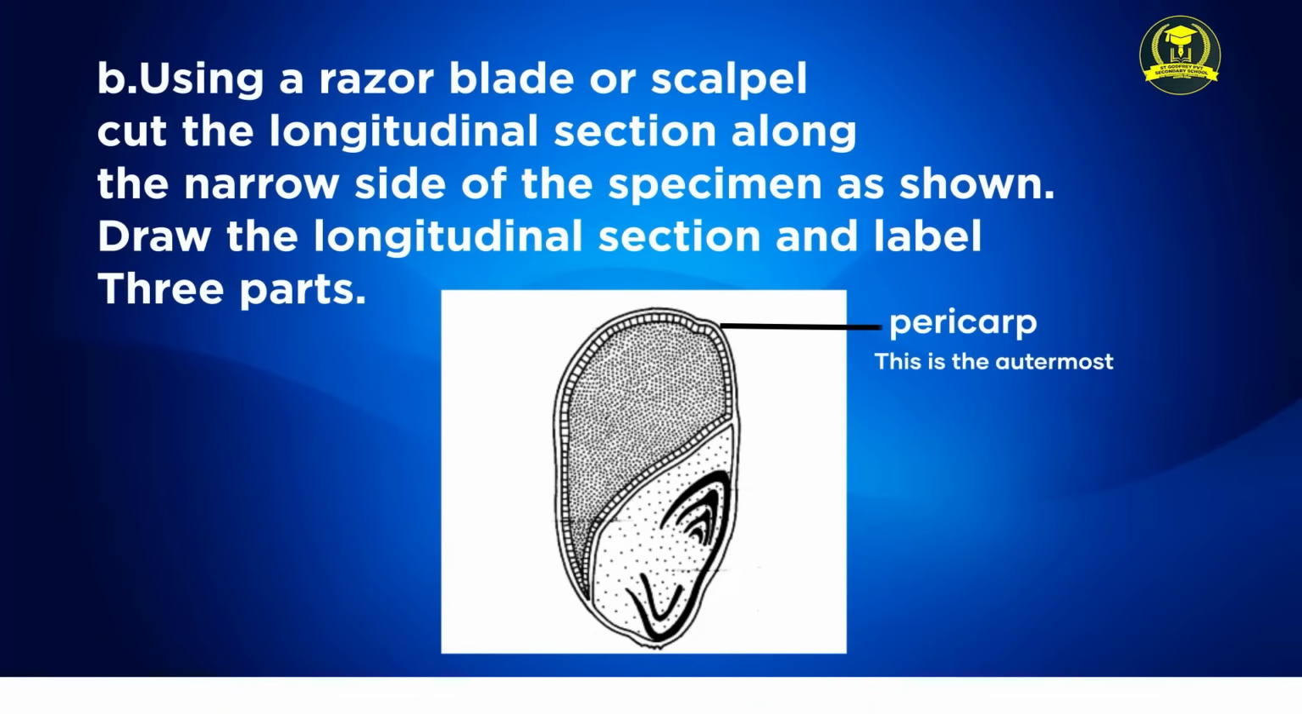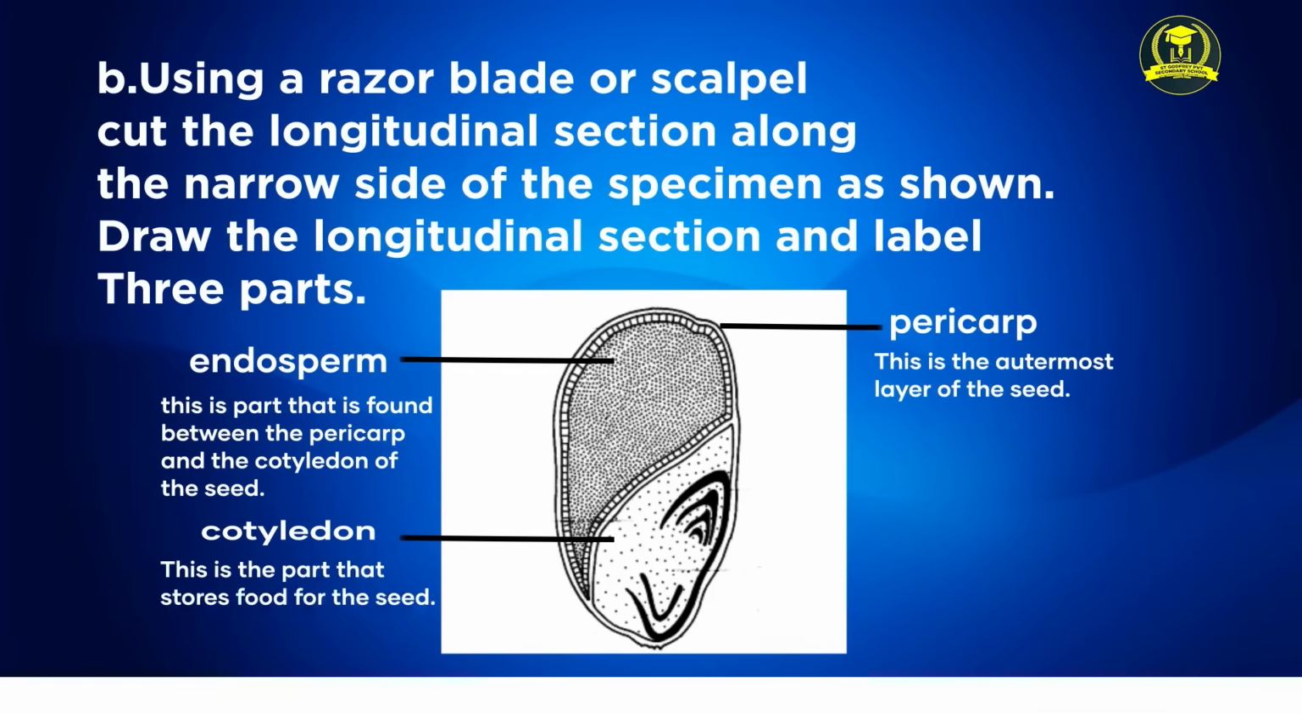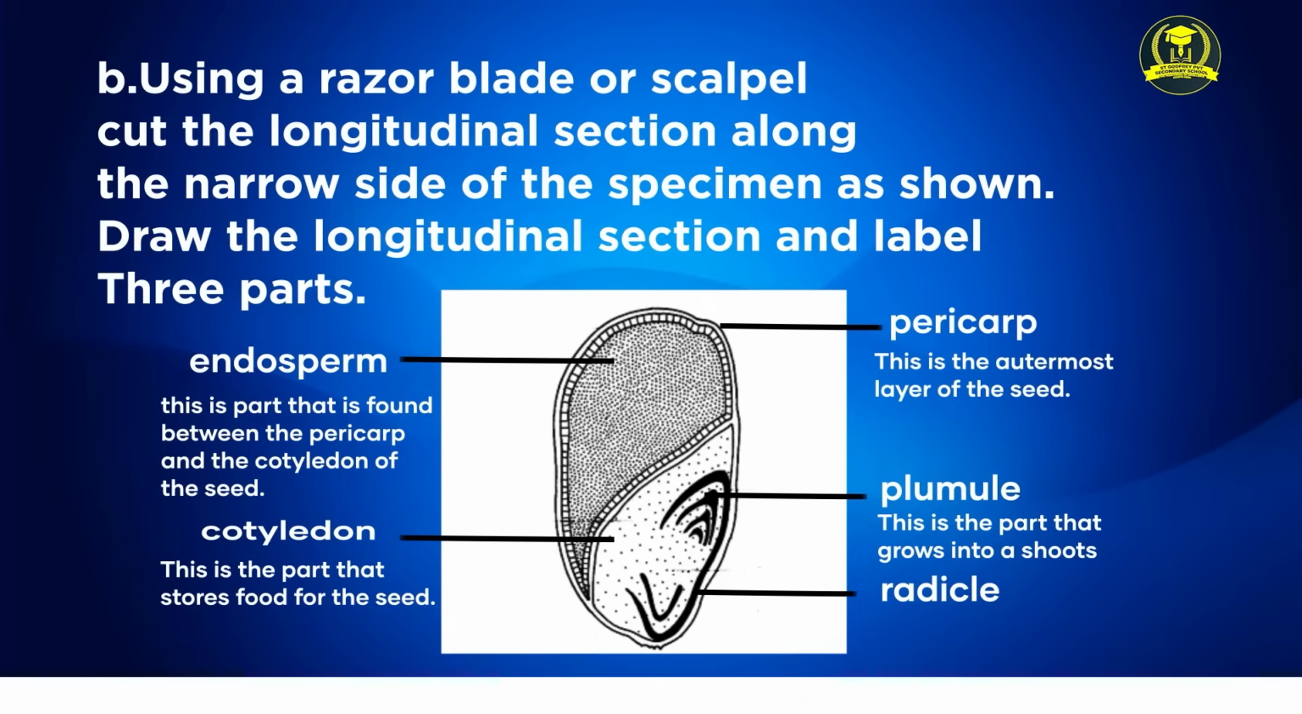Pericarp. This is the outermost layer of the seed. Endosperm. This is the part that is found between the pericarp and the cotyledon of the seed. Cotyledon. This is the part that stores food for the seed. Plumule. This is the part that grows into a shoot. Radicle. This is the part that grows into a root.